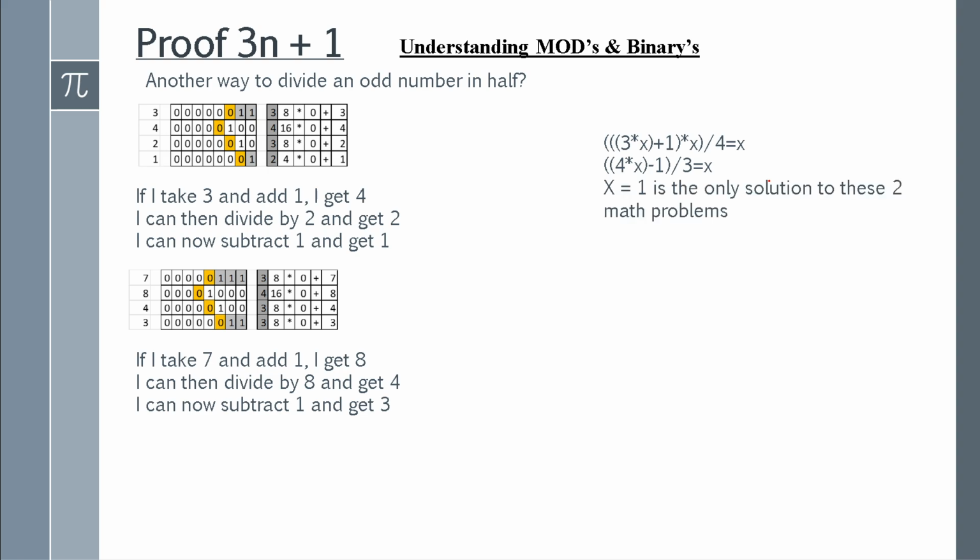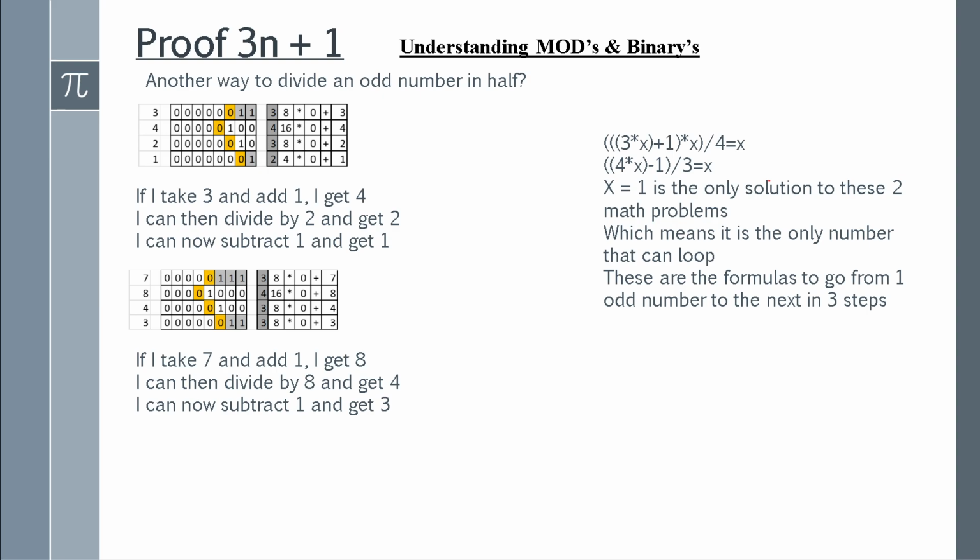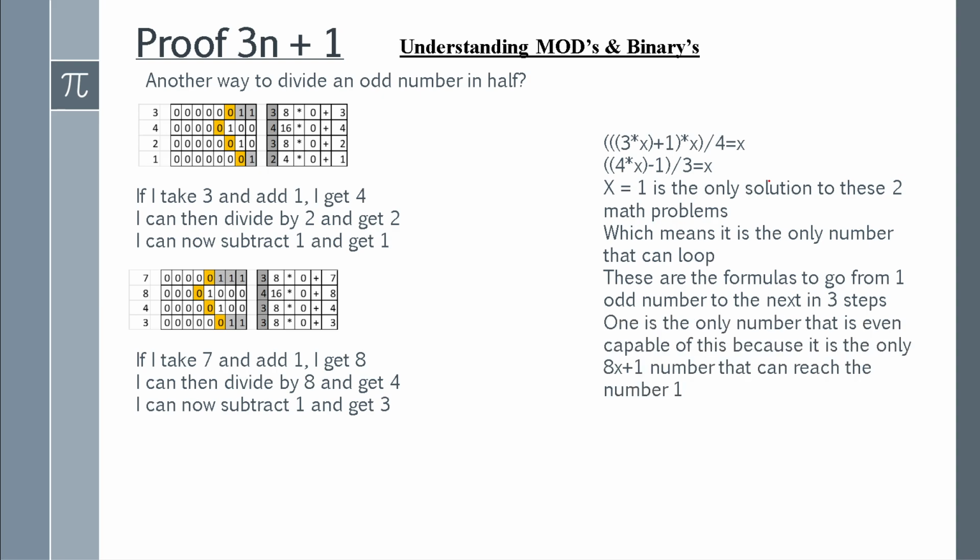So what you're going to find is that x can only be 1 in either of these formulas, right? No other number can solve both of those formulas, which means it's the only number that can loop, right?